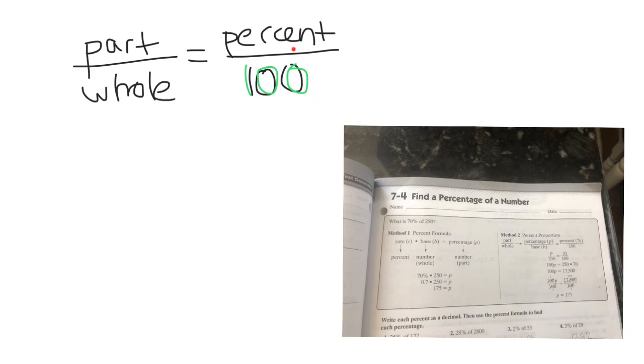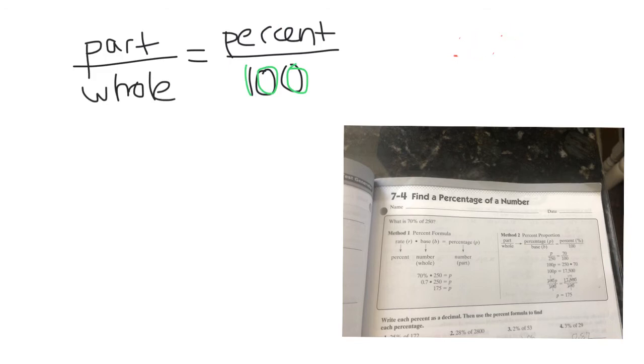And when I say percent, I don't mean the decimal version. I mean the actual number of whatever the percent is. So for example, if it was 35%, you know what would go here? 35, because that's the percent. You don't put 0.35, you would put 35 here. All right, so that's important to square away.